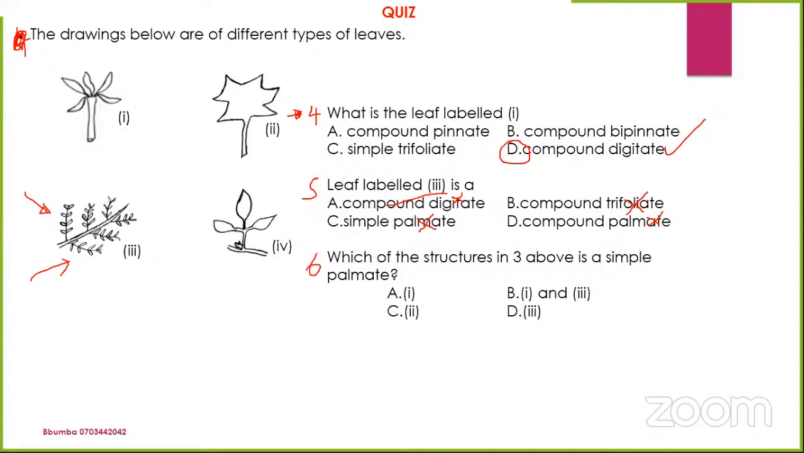I'm seeing Derek Mugisha. Yes, Derek Mugisha. When I ask you to unmute, you unmute and you give us the answer. Derek Mugisha, give us the answer. Compound digitate. Okay, there she says digitate. Which one are you doing? Which question are you? Which of this? Roman four, you say. Read for us the question. Which of the structures in three above is a simple pyramid? Is it simple? Pyramid. And what is your answer?